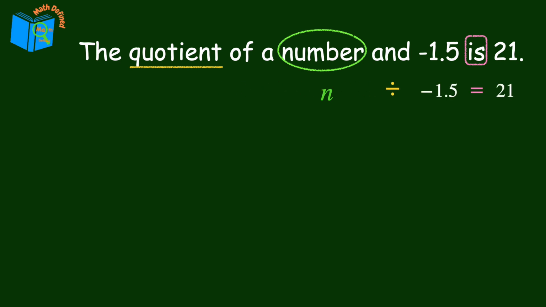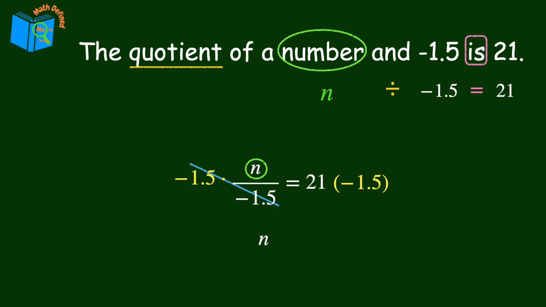Now let's write this equation in algebraic form. N over -1.5 equals 21. Solving for n, we will multiply both sides of the equation by -1.5. On the left side, the -1.5's cancel out, leaving n. On the right side, 21 times -1.5 is -31.5. So n equals -31.5.